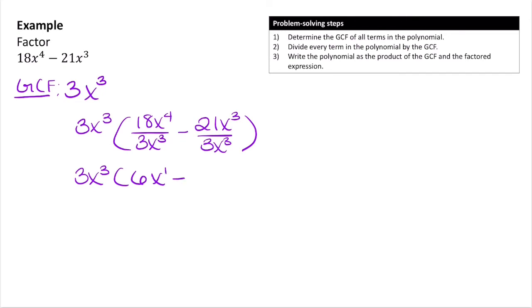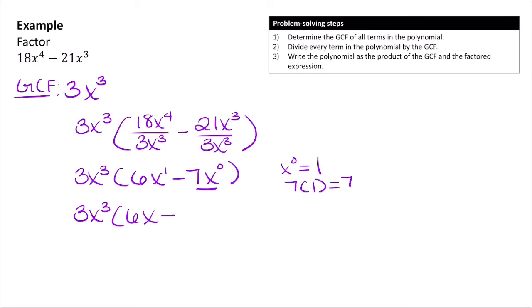Now let's go to the second term. 21 divided by 3 gives us 7, okay? x cubed over x cubed, well, that's like x to the 3 minus 3, so that's going to be x to the 0. So let's write this a little bit better. We have 3x cubed times 6x, because remember, we usually don't write exponents of 1. And then minus, well, remember what x to the 0 is? Anything to the 0 power is 1. So what I've written here is basically like 7 times 1, which is just equal to 7. So I don't need to write that x to the 0. I can just write this as 6x minus 7.